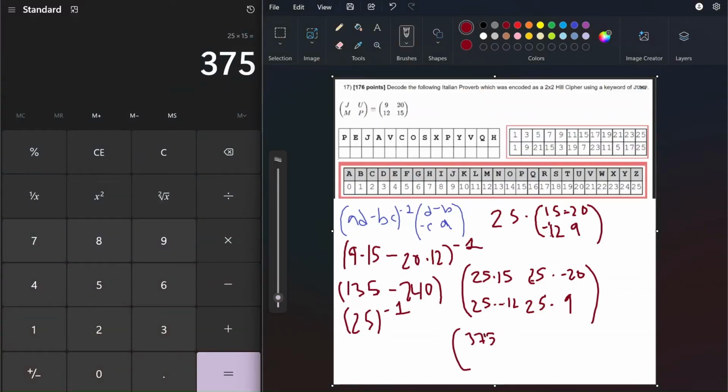And then we have 25 times negative 12. So 25 times 12, and then we're going to negate that to have negative 300. And then we have 25 times negative 20. 25 times 20, negate it, and we have negative 500. And then you have 25 times 9. So 225. Now we're going to run a modulus on it to make our new matrix.